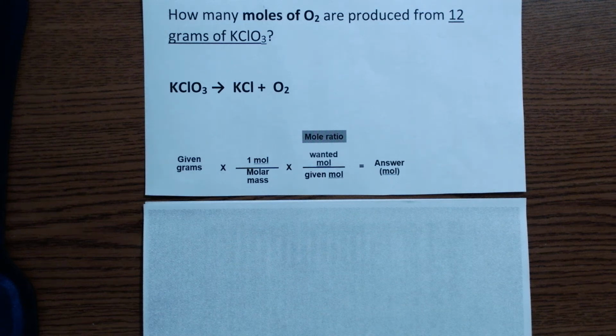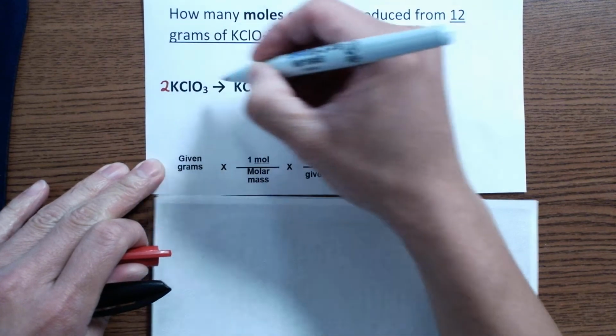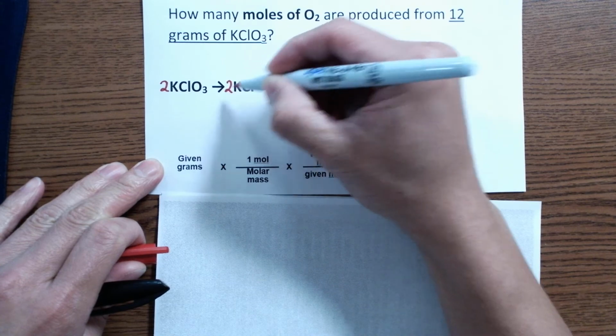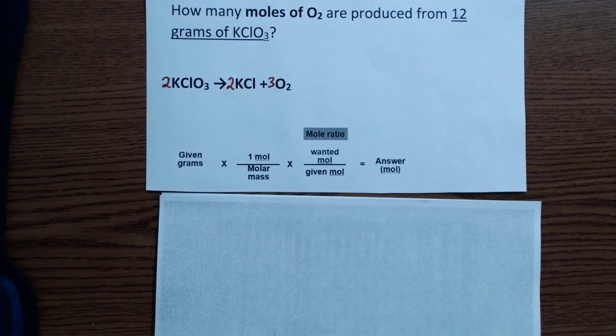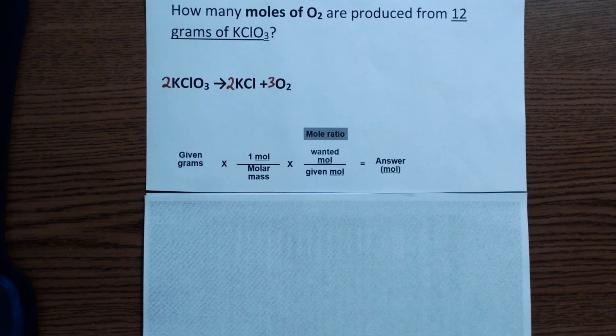Okay, so the first thing you're gonna have to do is balance your equations. And if you balance your equation correctly, this is what you should have right here. 2 coefficient, 2 over here, and then 3. Okay. So just like mole ratio problems, you're gonna have to start with the given amount.